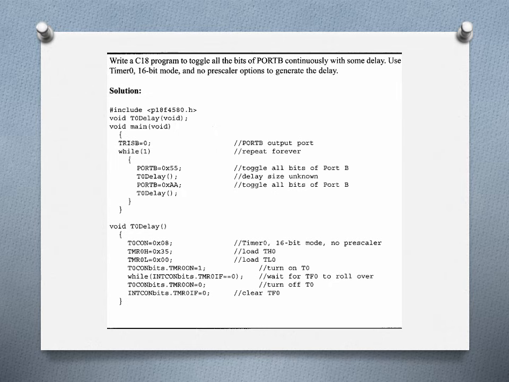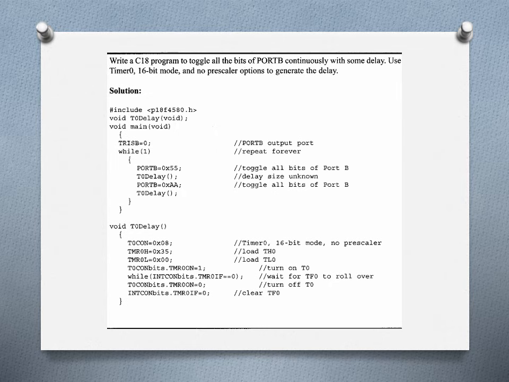From the program you can see a subprogram like timer 0 delay. Under that you can see the timer 0 control register, and a value is given. This value is based on the timer 0 control register, where you have configured timer 0 in 16-bit mode with no prescaler. The problem is given with some delay, so any value can be loaded into the high and the low register. And coming to the main program, the B register is configured as 0, so that will be an output port.